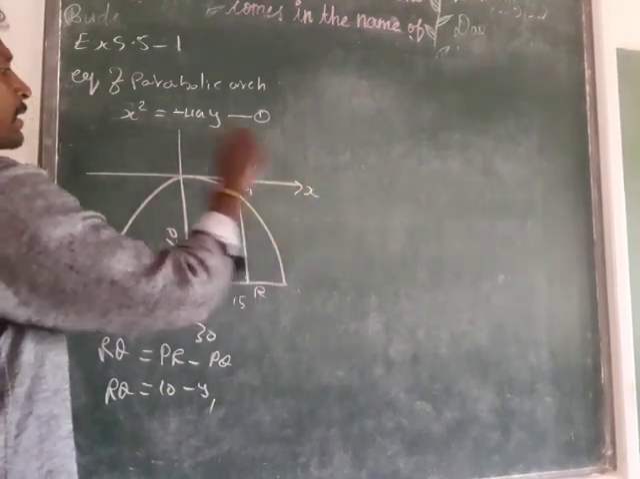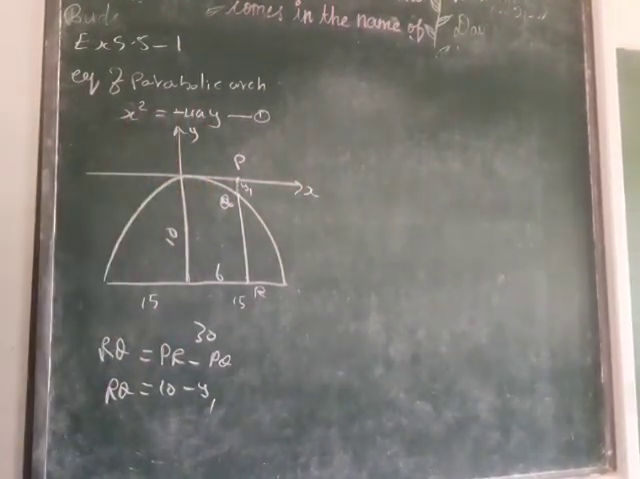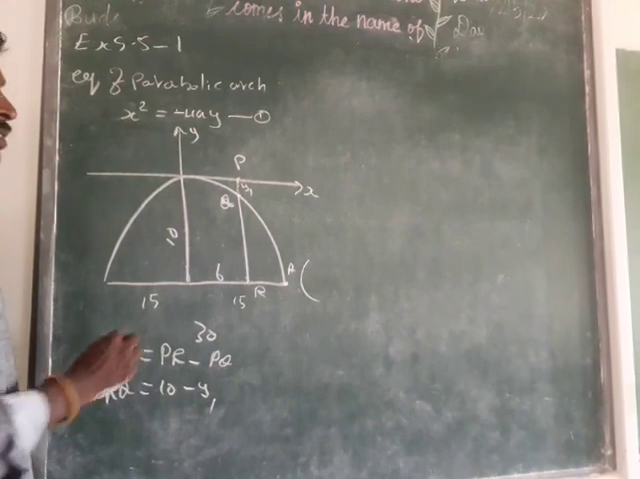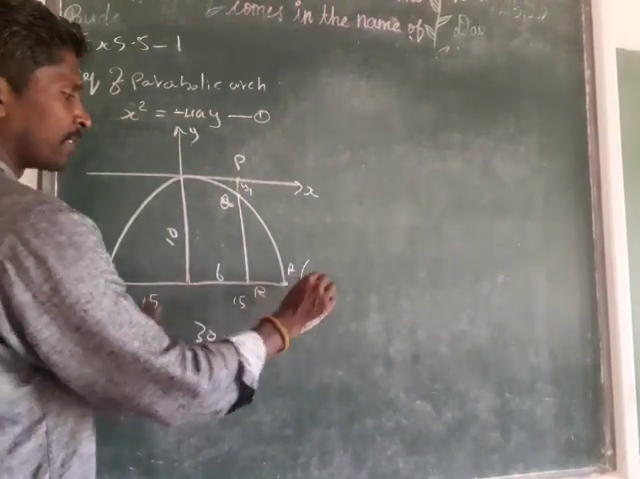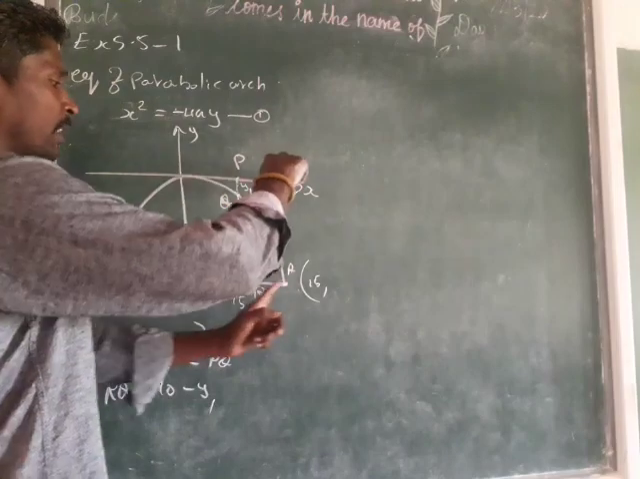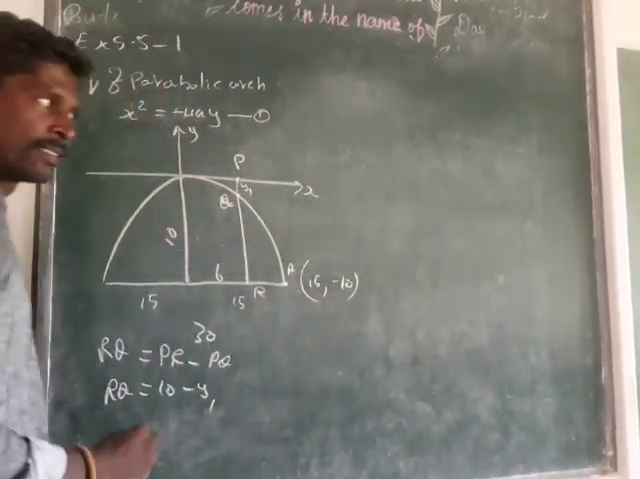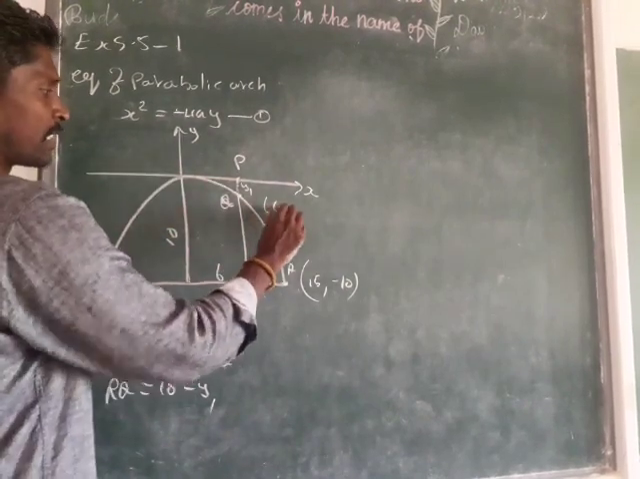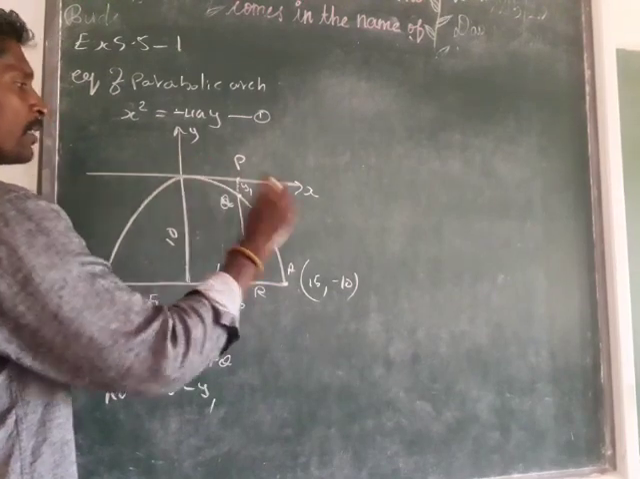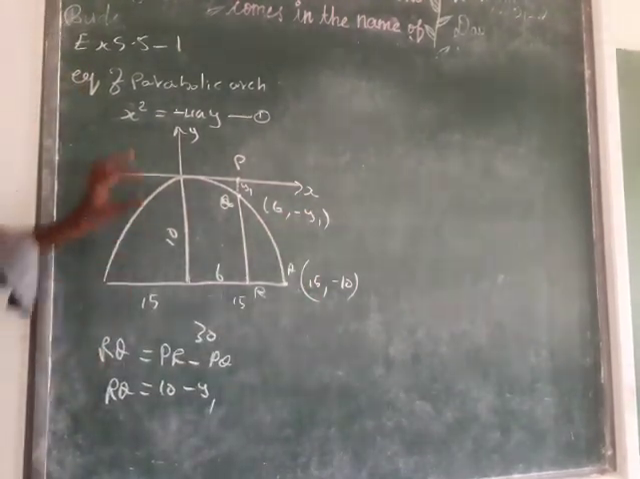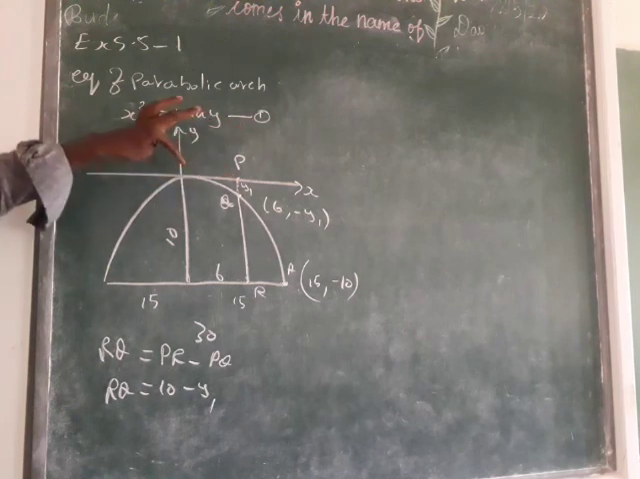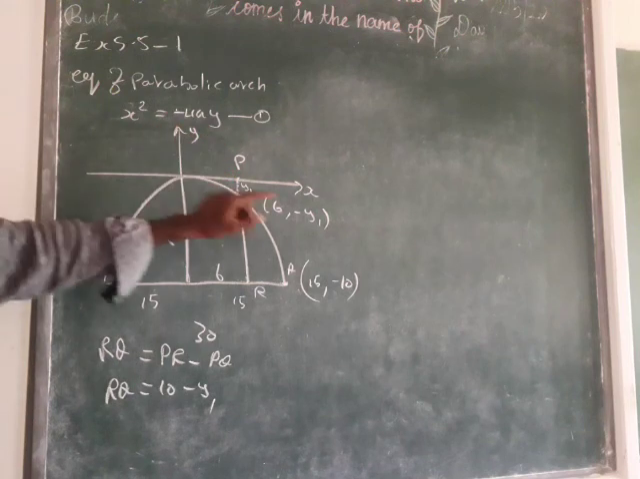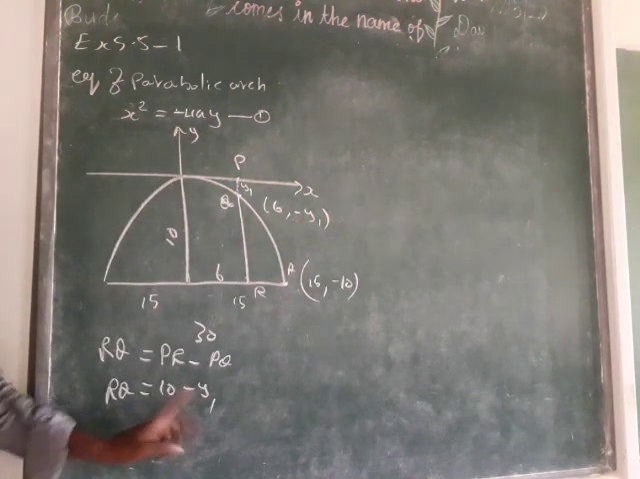Since it is open downward, you write x squared equals minus 4ay. Now you are able to mark the coordinates; the point we take as A. The x value is 15, and the height is 10, so minus 10 in total. Then what is Q? Here it is 6 meters, so 6 comma, and the height is y1, so minus y1. We measure the height from the origin. Here I have assumed y1, so it becomes minus y1. Now we aim to find y1.